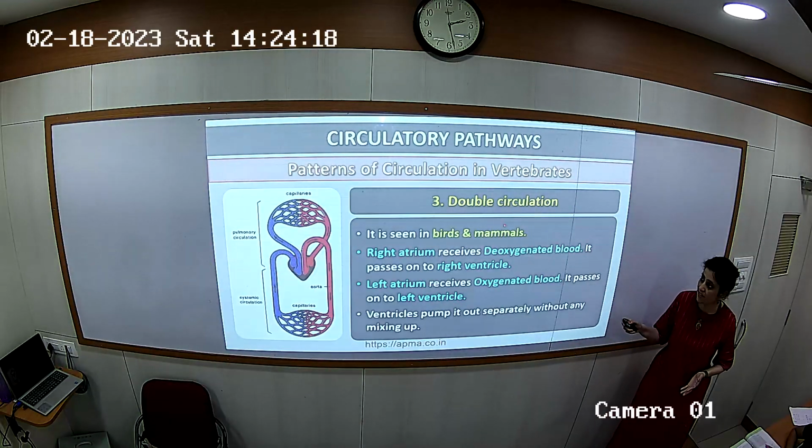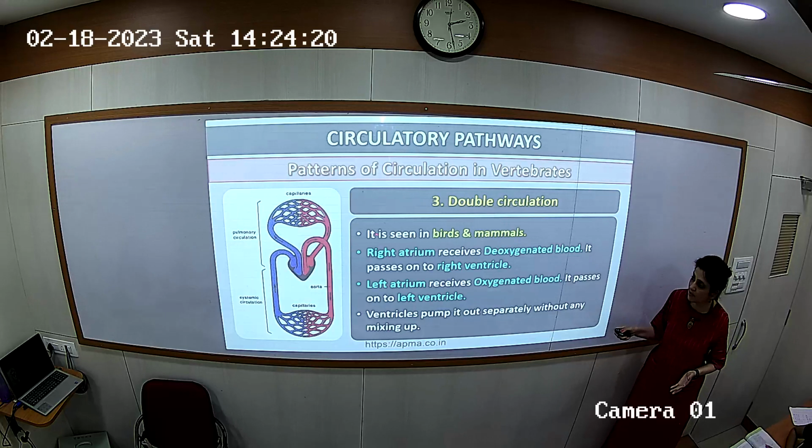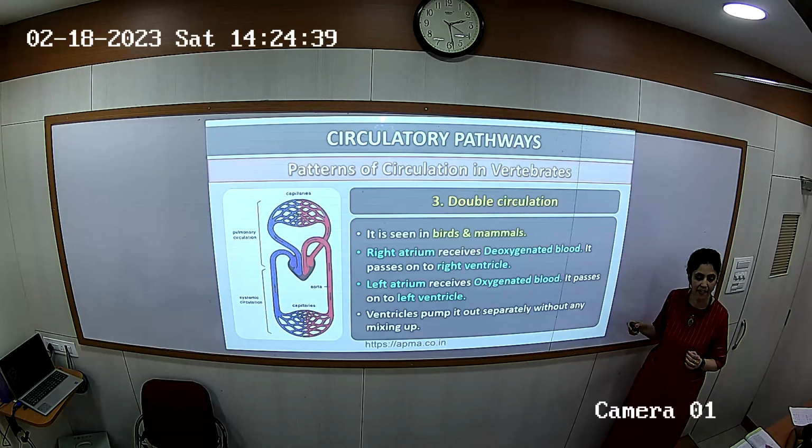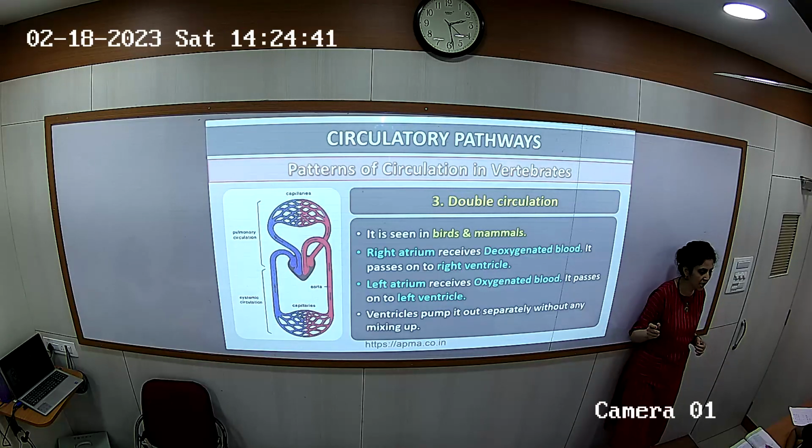But we revise double. It is seen in birds and mammals. The right atrium receives deoxygenated blood from the tissues. Okay, it passes on to the right ventricle. The left atrium receives oxygenated blood from the lungs. It passes to the left ventricle, and the ventricle pumps it out separately without any mixing up. The right ventricle is pumping out dash blood, oxygenated or deoxygenated. The left ventricle is pumping out dash blood, oxygenated or deoxygenated.